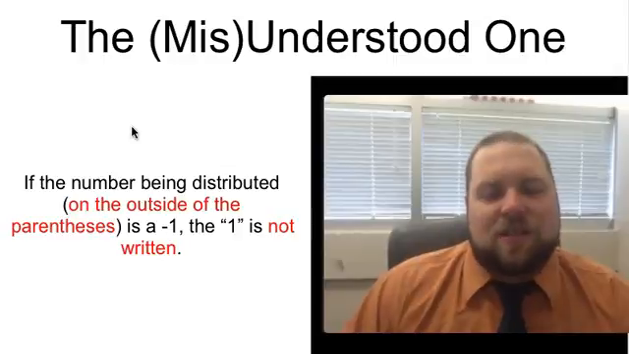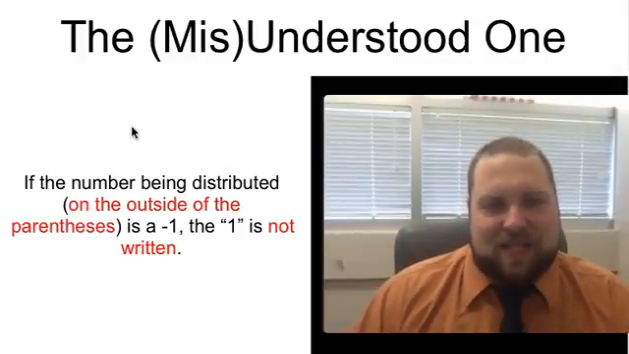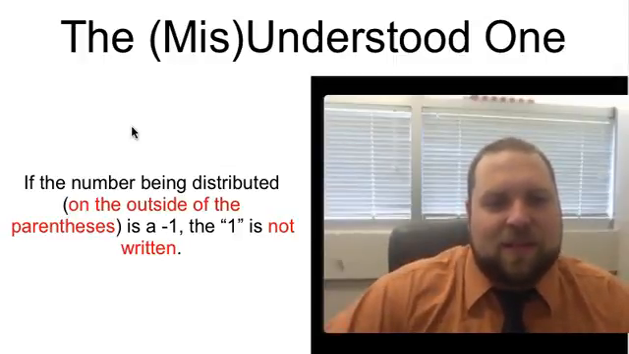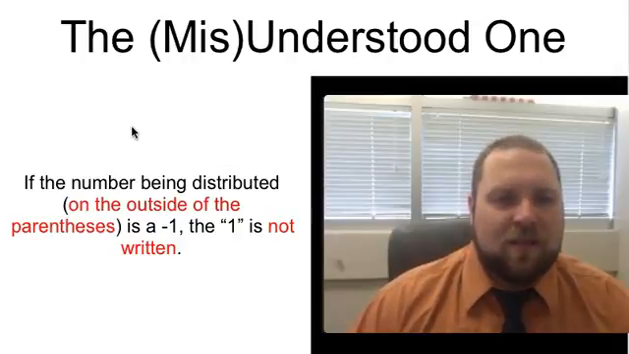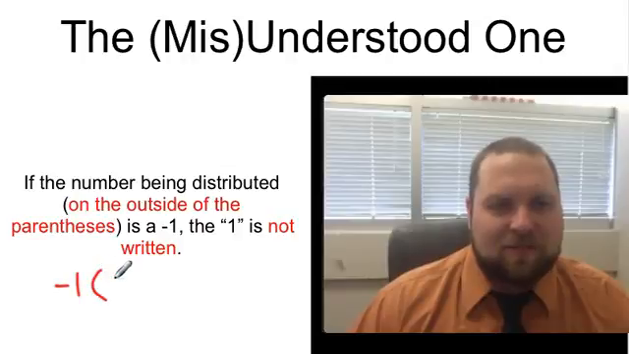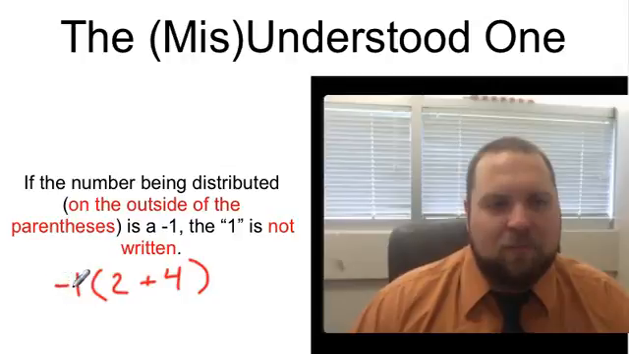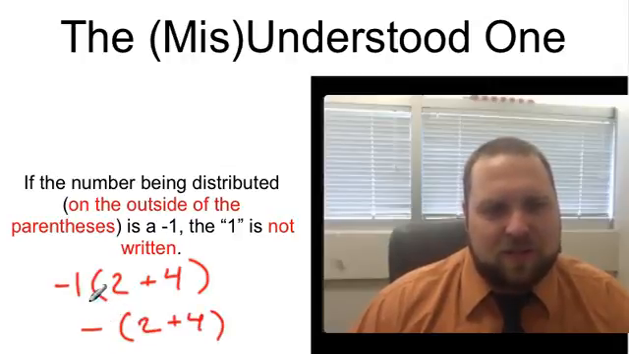There is a situation that causes a lot of misunderstanding. If the number being distributed on the outside of the parentheses is a negative 1, the 1 is not written. For instance, if I wanted to write out negative 1 distributed through 2 plus 4, I would not actually write the 1. I would just write that as negative parentheses 2 plus 4. And it's understood that that 1 is there, even though it's not written.